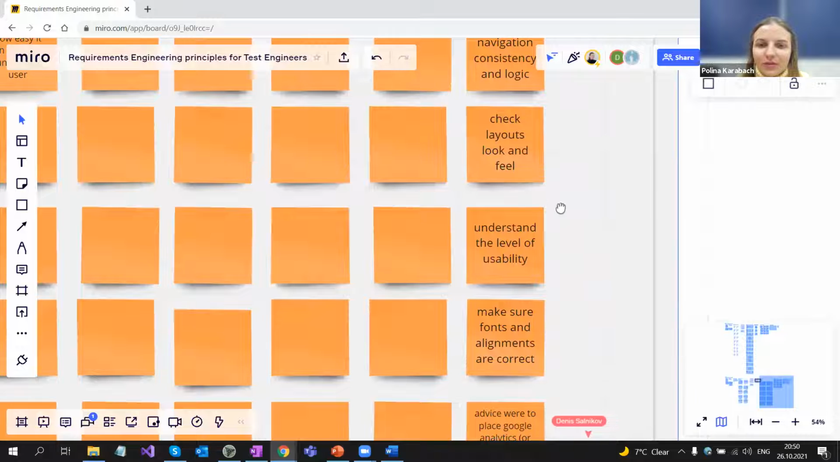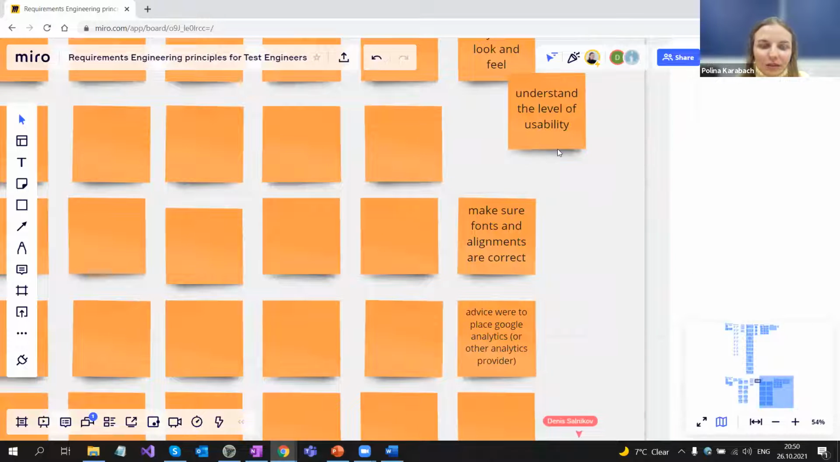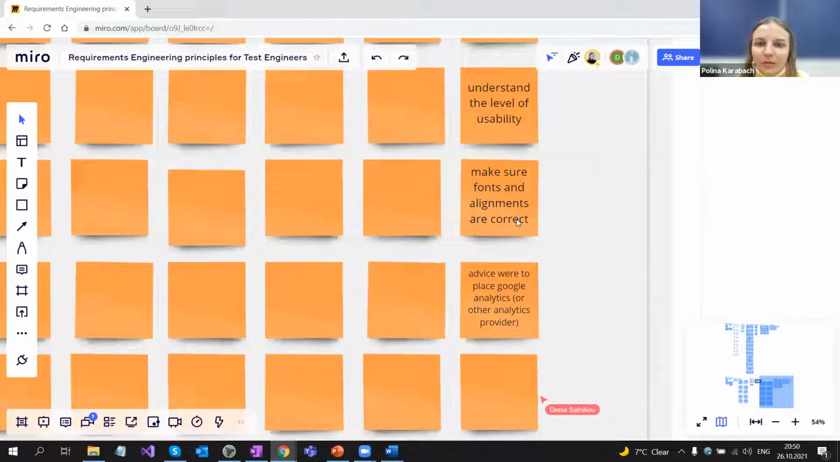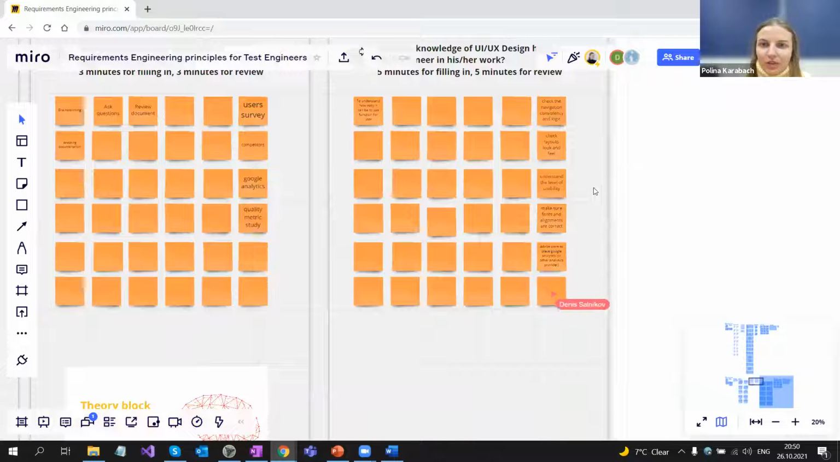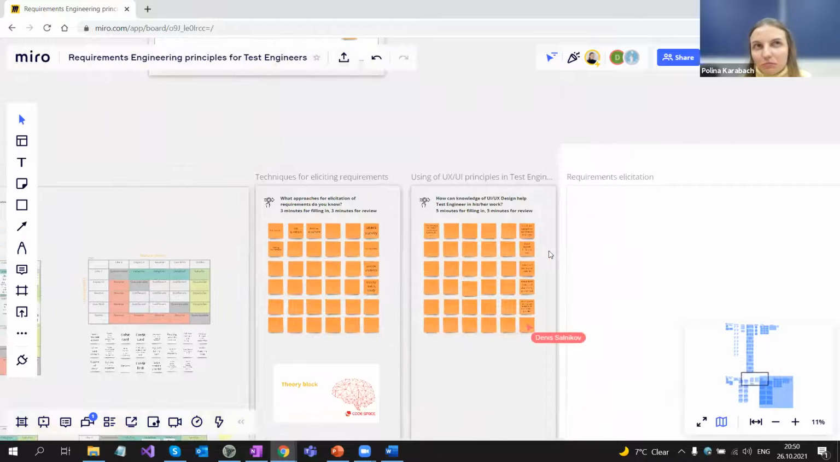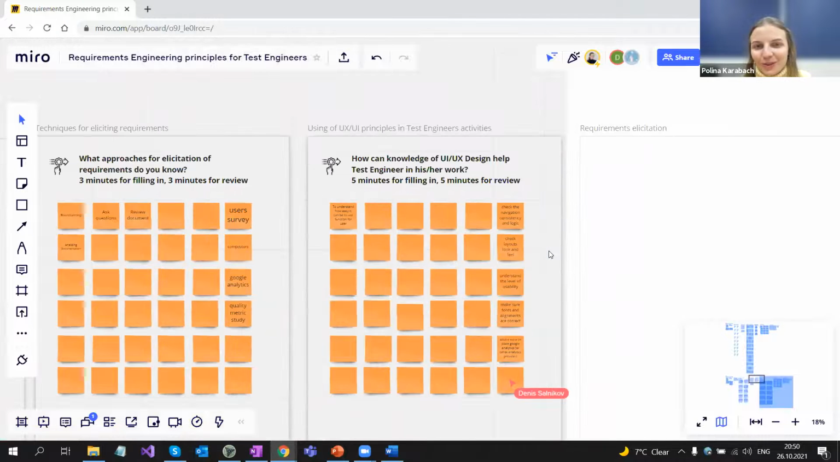Check layouts, look and feel, understand the level of usability, make sure fonts and alignments are correct, advise where to place Google Analytics or another analytics provider. Yep, very good things. So it is important not only for the UX designer to understand, but really for the entire team.